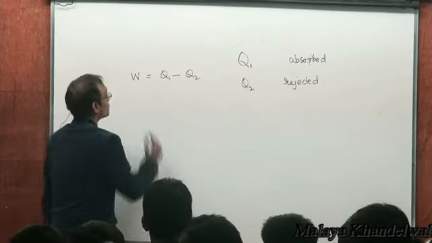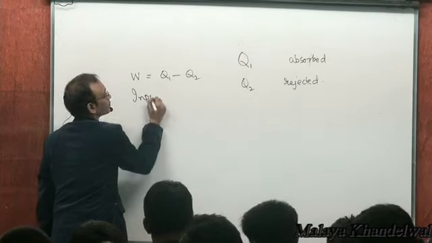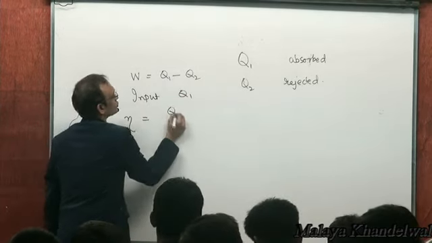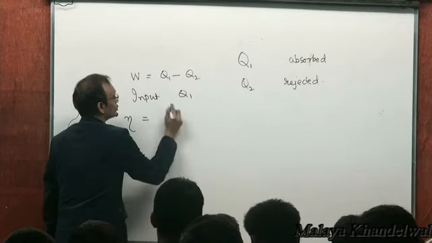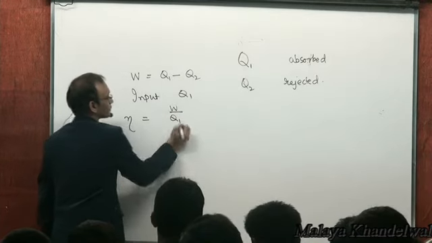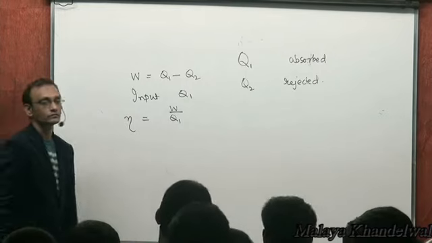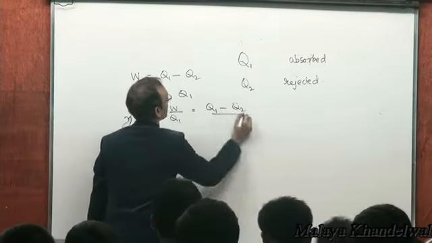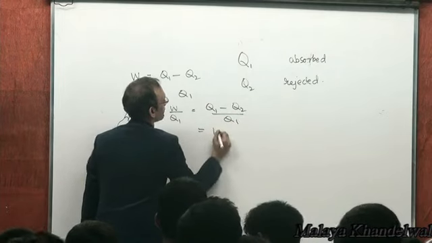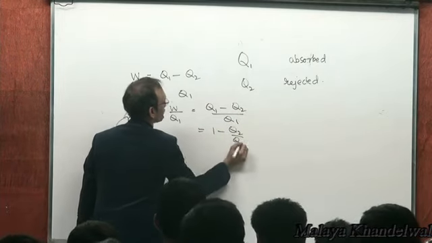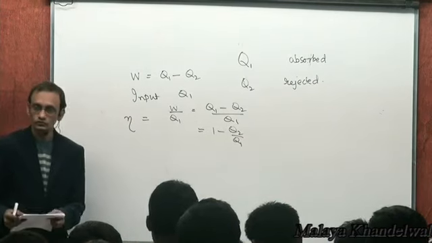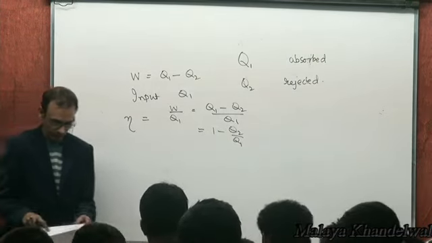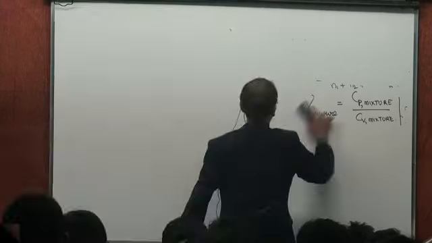What is the input to the cycle? Q1. What's the efficiency of the cycle? W divided by Q1, which is Q1 minus Q2 divided by Q1, which is 1 minus Q2 by Q1. Is that okay?